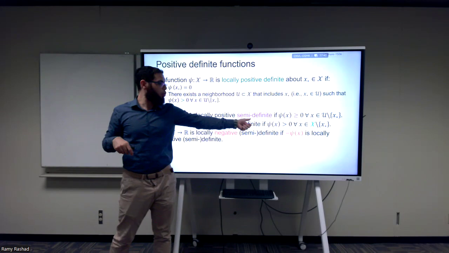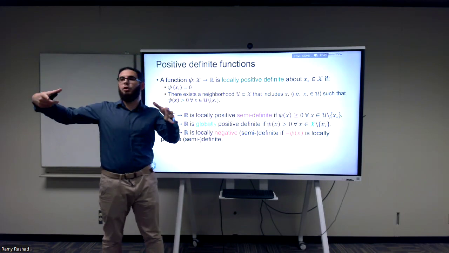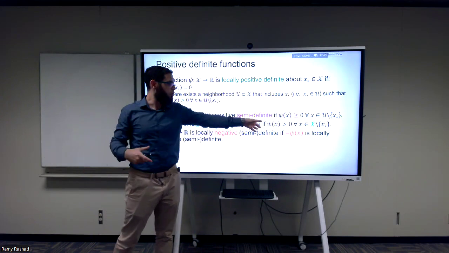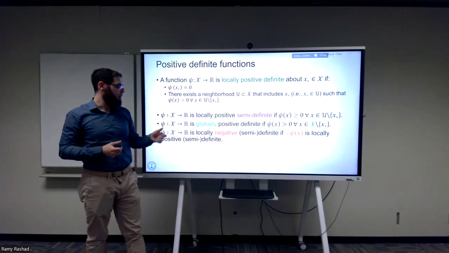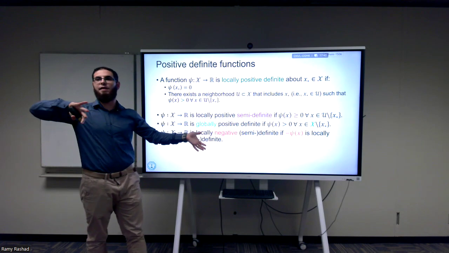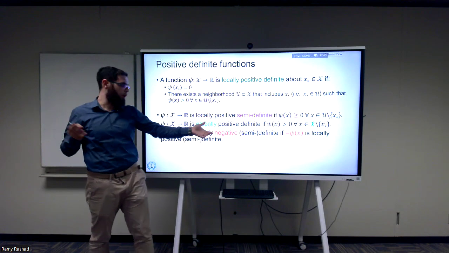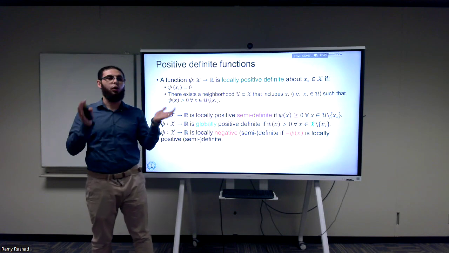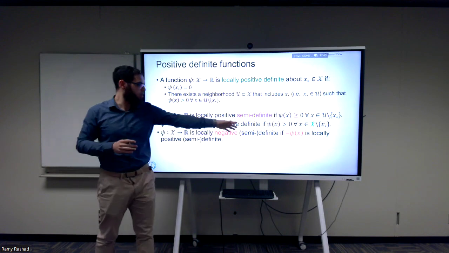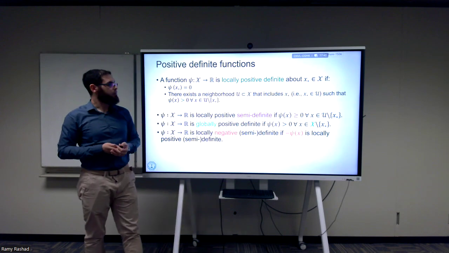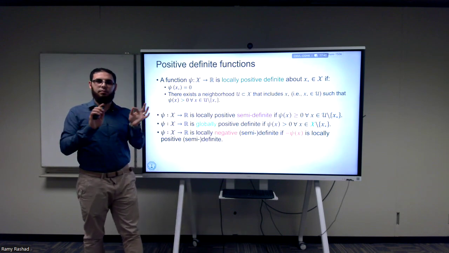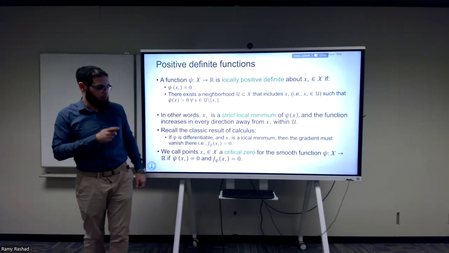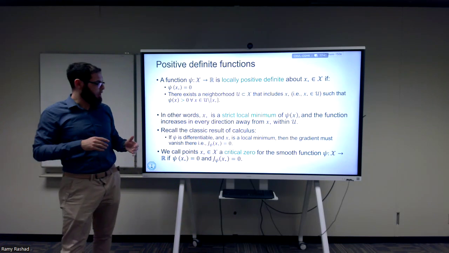If this function is always positive for all values in the state space, not just in some region, we say it's globally positive definite. If you have everything inverted, multiplied by -1, then we call this negative definite, negative semi-definite, locally or globally, and so on. Okay, everything holds by just inverting the sign. So this is the definition of what a positive definite function is, or its counterparts.